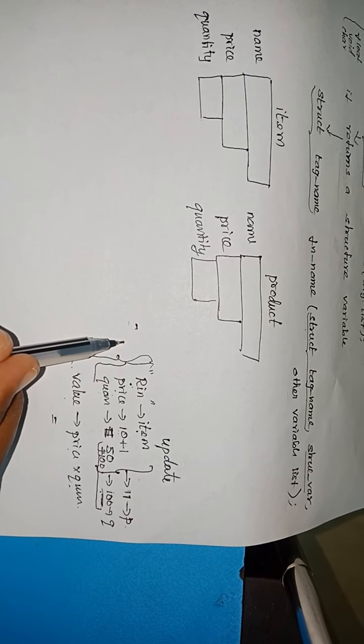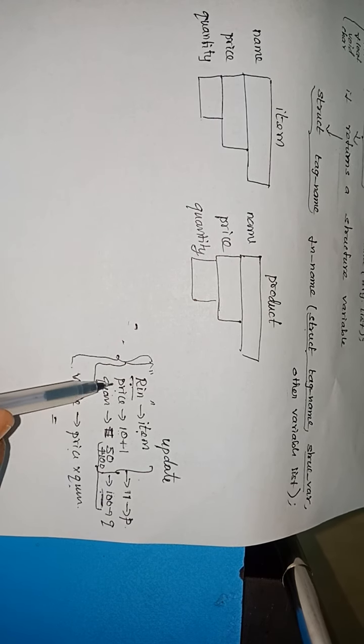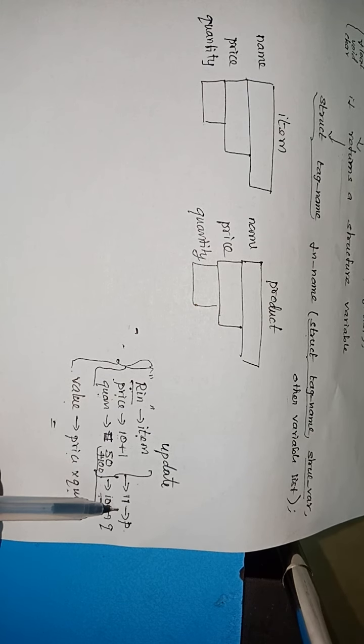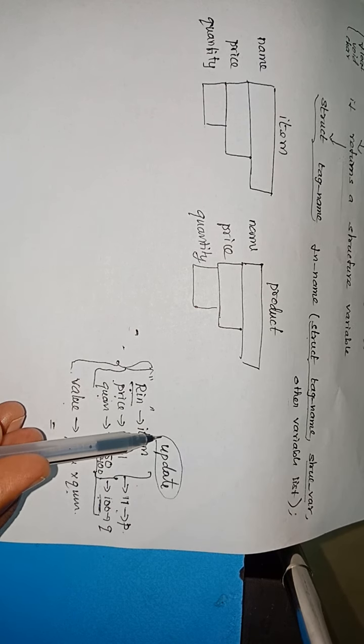So what I am going to do is create a structure with the structure members item, price, and quantity of that item. Whenever a stock arrives, I am going to call a function called update.